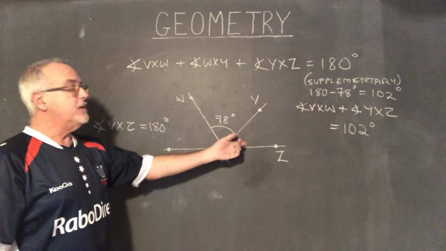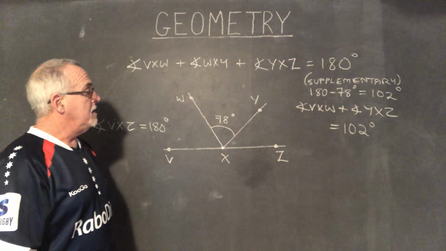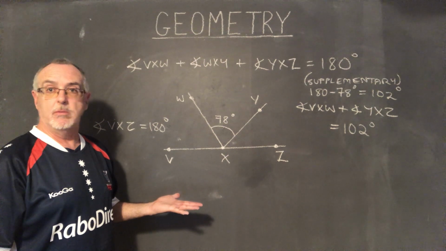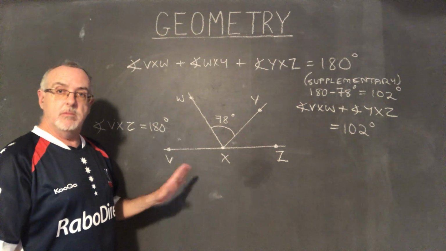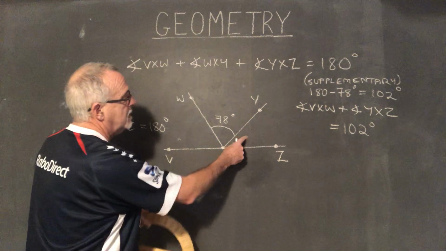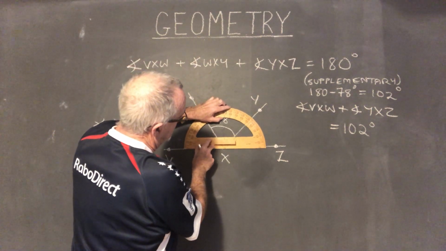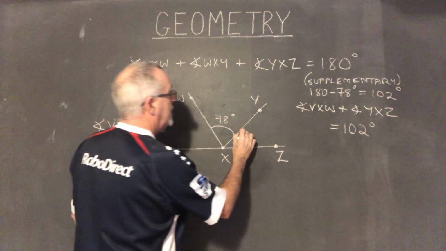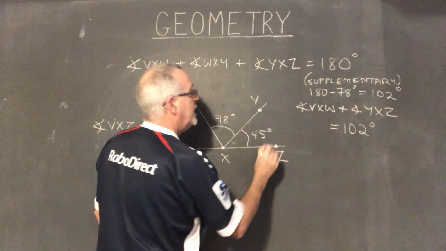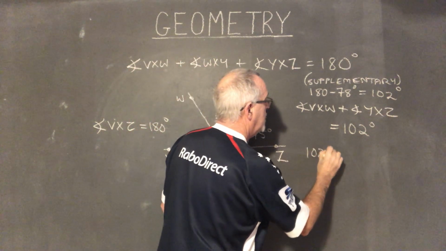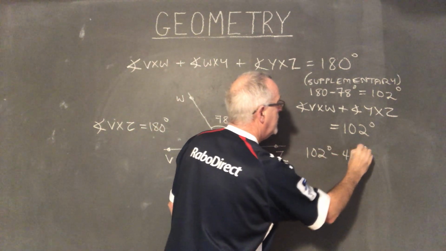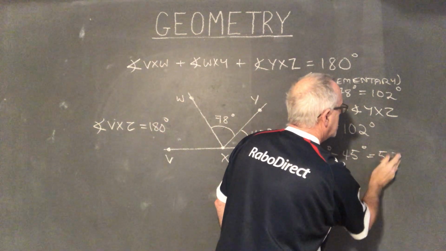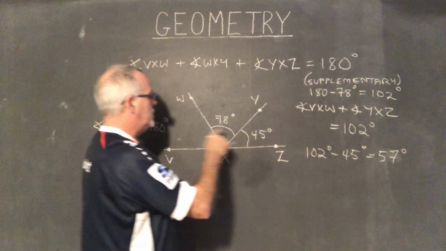So we still don't know what the measure of either of those two angles is, and the only way we're going to find out is to measure one of them. Both of them? No. We'll just measure one of them. So I'm going to measure this little one over here. Let's do it. Okay. Zero baseline, counting up from 45. I would say that's 45 degrees. And now I'm able to say that 102 minus the 45 is going to leave me 57. Oh, that's messy. 57 degrees has to be the measure of this one.